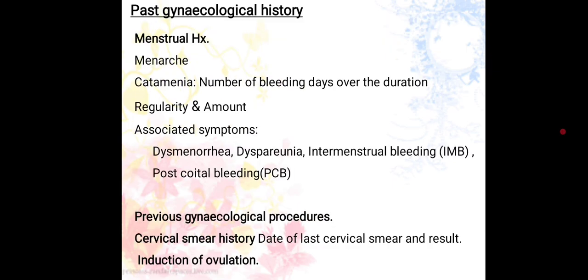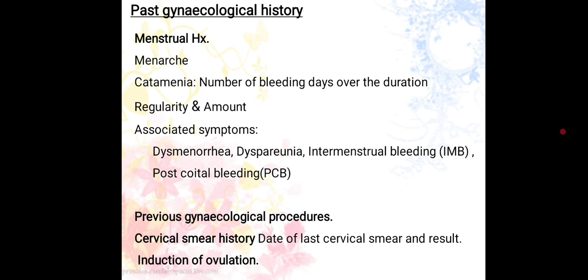Following obstetric history, there is a gynecological history. Starting with menstrual history, menarche is the age at first menstrual cycle, between 11 to 16 years, and the mean number of bleeding days over the duration of the menstrual cycle. If the patient bleeds for 5 days every 28 days, it will be 5 over 28 days. Regularity and amount. Is it a regular or irregular menstrual cycle? Amount. Is it average or heavy menstrual bleeding?